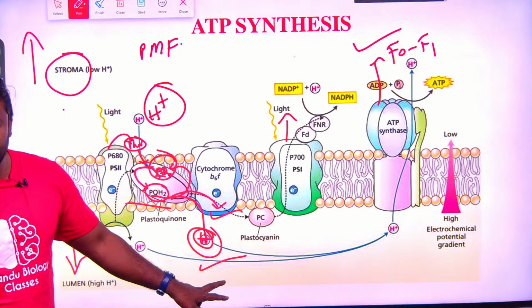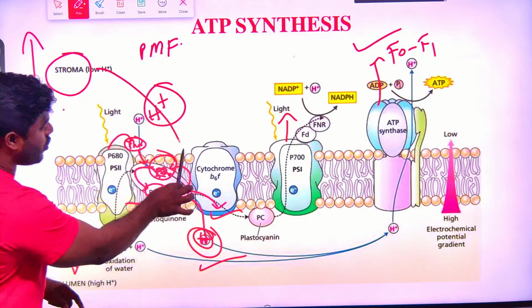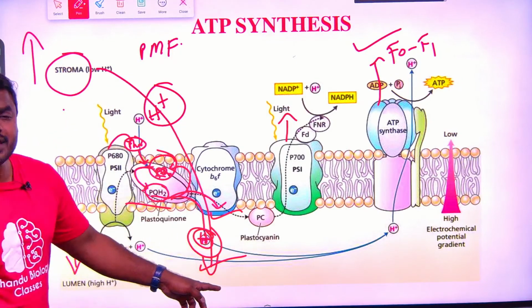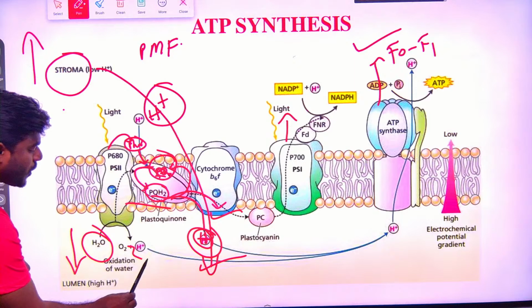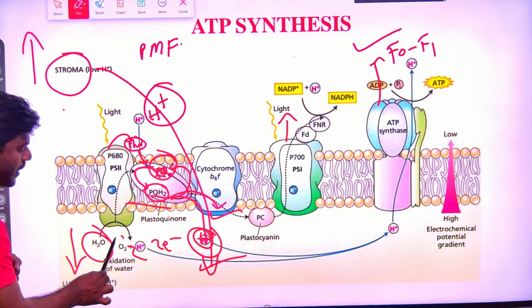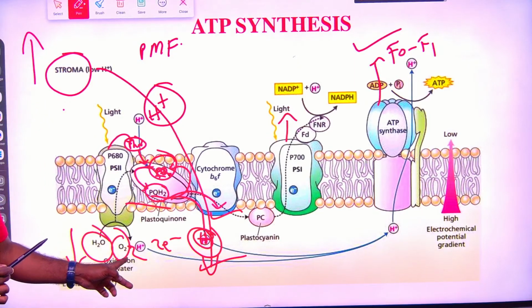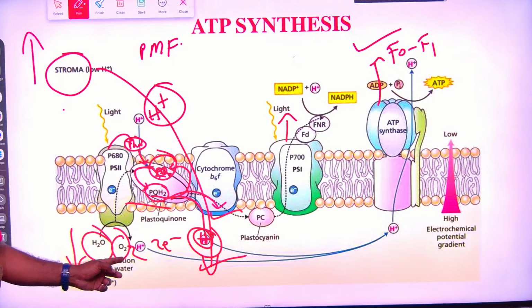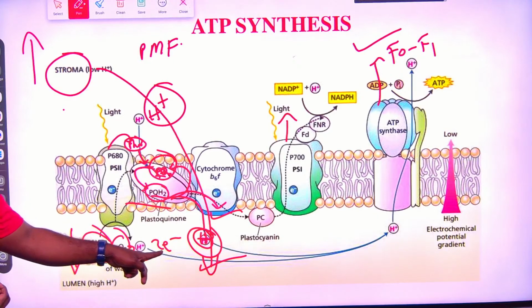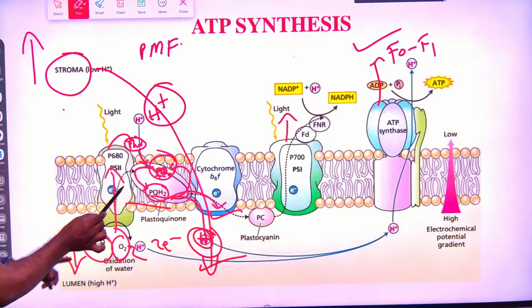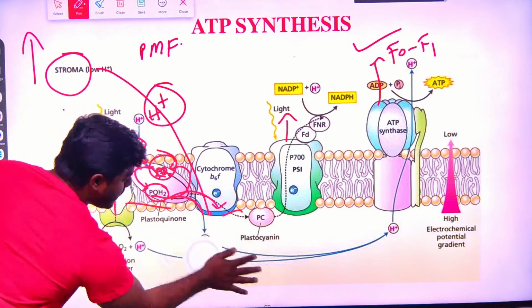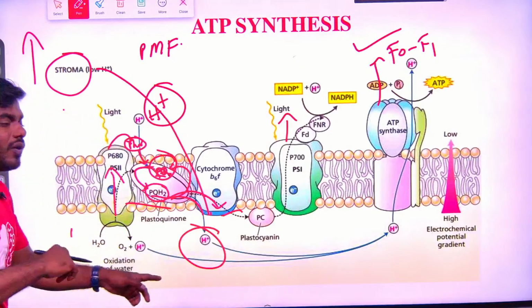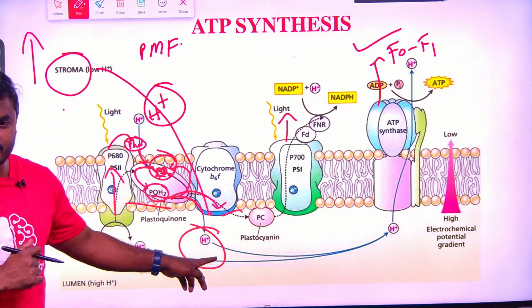Now what is happening? Protons are coming from the stroma to the lumen. At the same time, in yesterday's class we read that whenever the water molecule breaks down, we get 2 protons, 2 electrons, and half an oxygen. This is the oxygen we use in respiration. And what happens to the electron? The electron is taken by PS2. And what happens to the protons? Again the protons are released into the lumen, obviously.